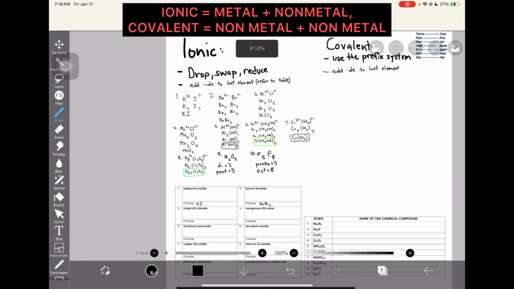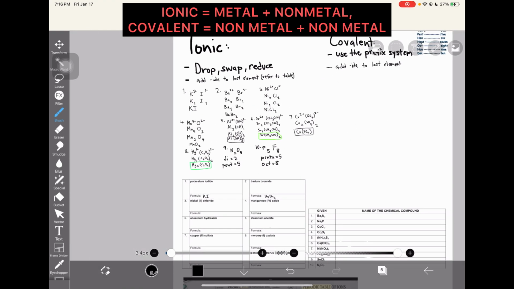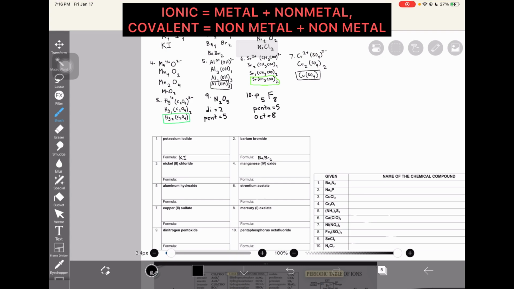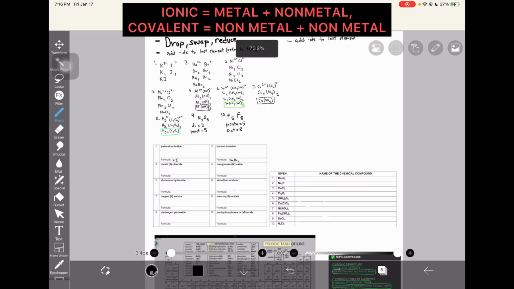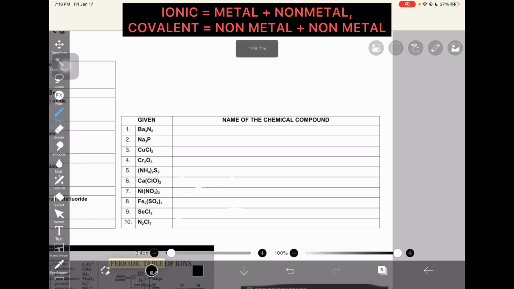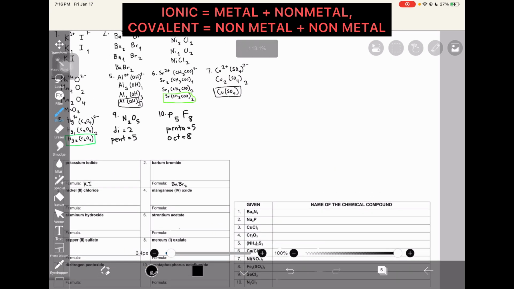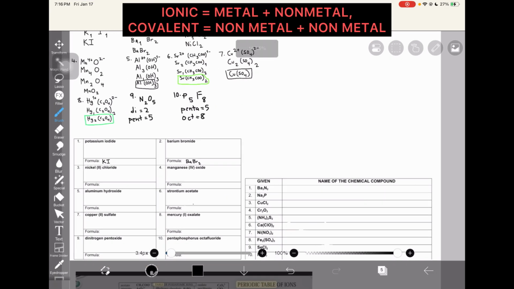There you guys have it. That's all the solutions for going from word to chemical formula. Now I'm going to use the reverse. We'll do the reverse once we're ready.